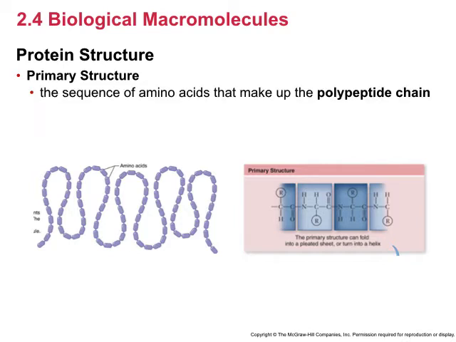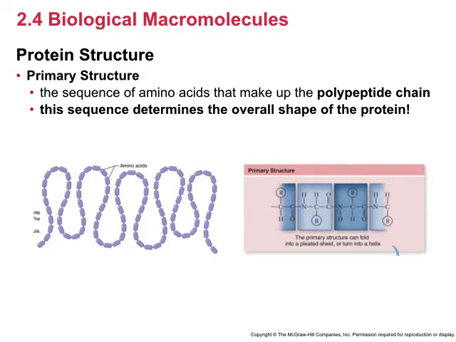So the primary structure is a sequence of amino acids that make up the polypeptide chain. And by polypeptide chain, if you break that down, poly means many, peptide is simply two or more amino acids linked together. And so it's just a chain of amino acids. So polypeptide chain is another word for protein. And it's the sequence of amino acids that determines the overall shape of the protein. So ultimately, that final shape is dependent on this sequence of amino acids.